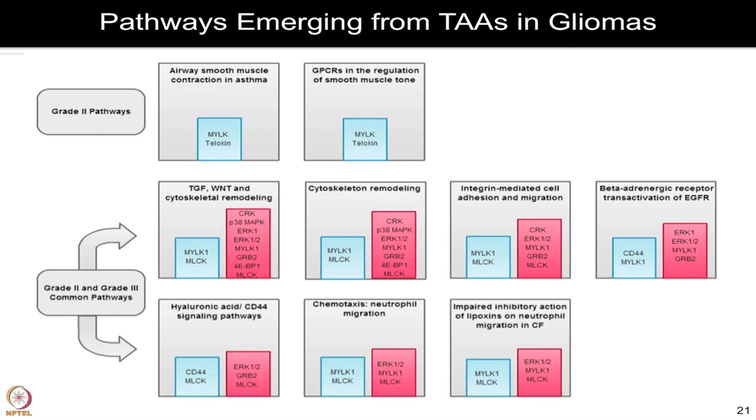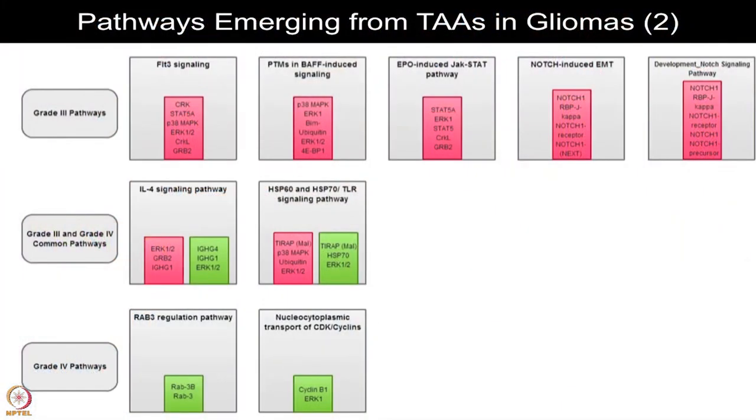And as the disease progressed more, we see more new pathways emerging. If you look at the bottom panel here, we have hyaluronic acid or CD44 based pathways, chemotaxis, neutrophil migration, and impaired inhibitory action of lipoxin on neutrophil migration in CF patients. So, some of these show the disease progressing towards the higher grades. And moving from grade 3 to 4, we see some new pathways emerging like IL-4 signaling pathways, and HSP-60 and HSP-70 pathways.